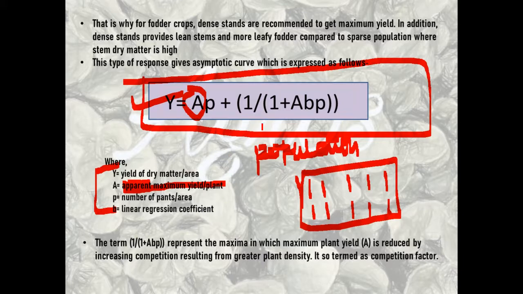And one more thing, this part is known as the competition factor. In this condition, this thing represents the maximum plant yield which is reduced due to the increase of competition and due to the increase in plant density.